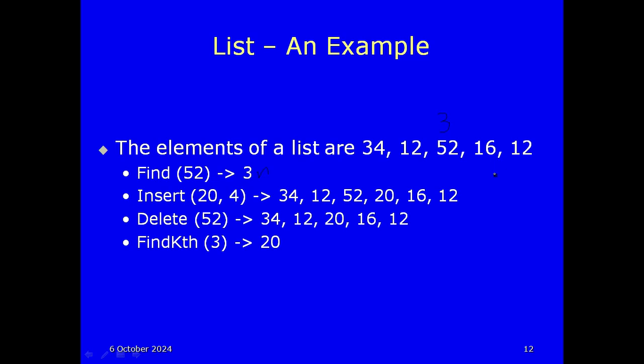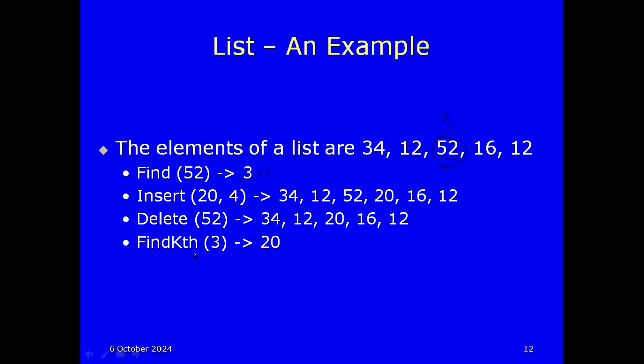Now you are going to insert one element into the list, that is insert 20. This is the fourth position. You insert that element 20 into the fourth position, that is after 52. So now the list is 34, 12, 52, 20, 16, 12. The next one is delete of 52. I am going to delete this 52 number. So after delete, the list is 34, 12, 20, 16, 12.